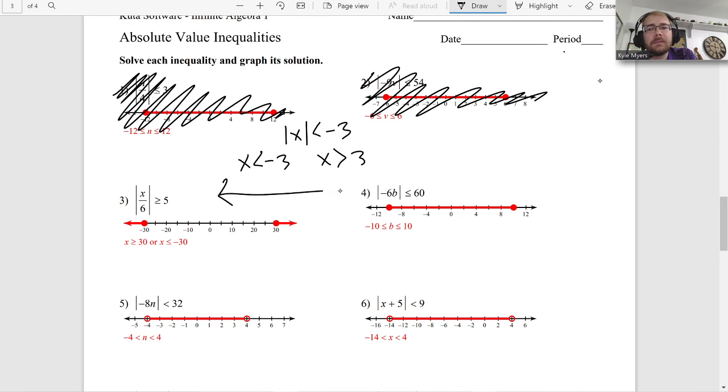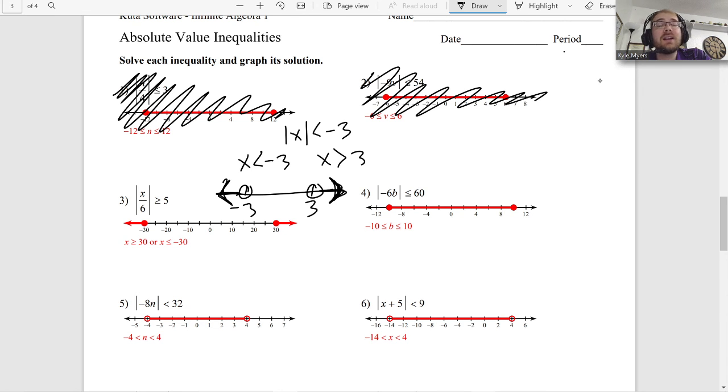Now on a number line, -3 is right here, so it'd be less than that. And then +3 is right here, so it'd be greater than that. So you're just like, oh, that must be the answer. It has to be less than -3 or greater than 3. Boom, done. But wrong. Wrong.